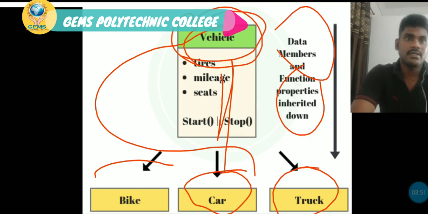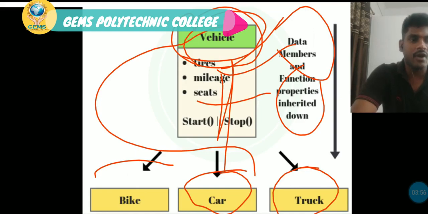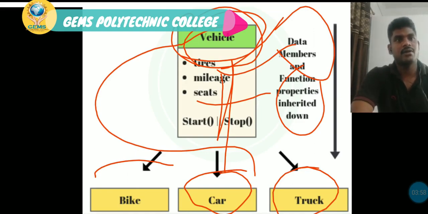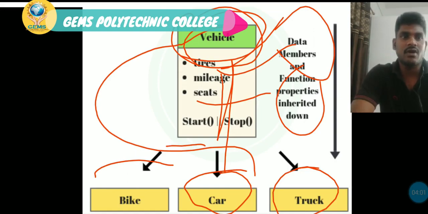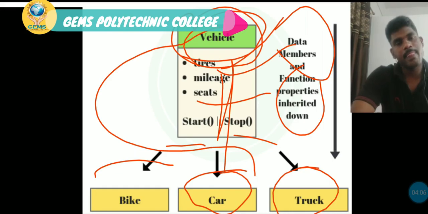What are the data members? Tires, mileage, seats. These all are data members. What are the member functions? Start and stop. Member functions are also called methods. Data members are also called declaring of variables. So these variables and these methods are acquired by the derived classes. This process is called inheritance.